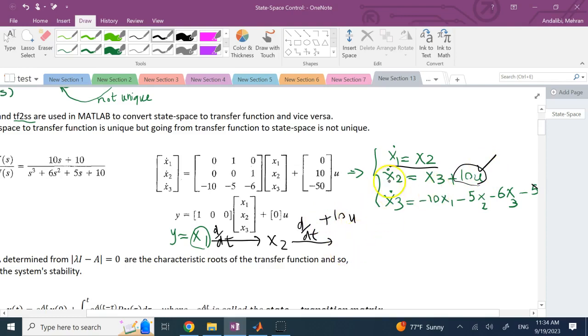And you just need to subtract 10 u from it, because x3 is x2 dot minus 10u. So you take the derivative of that, subtract 10u, and that gives you x3. So you see, knowledge of x1 with its derivative gives x2, and knowledge of x2 with its derivative minus 10u, which you know, is going to give you x3.